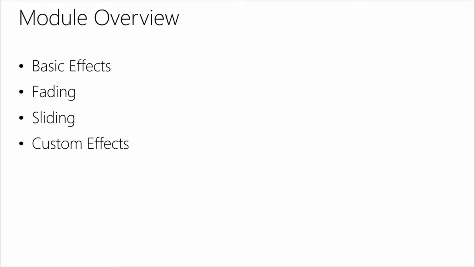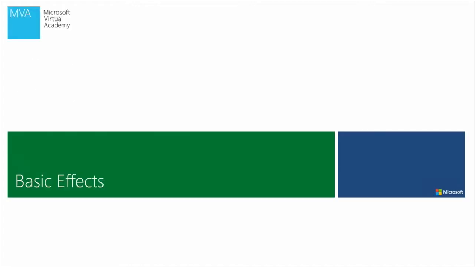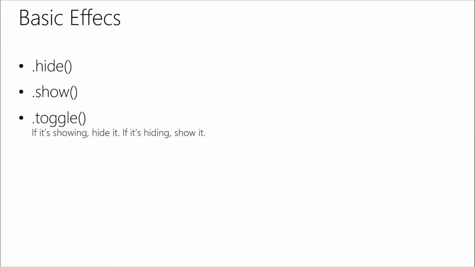So we're going to talk about basic effects, and then we're going to talk specifically about fading, sliding, and then doing custom animations. The basic effects are hiding, showing, and then, I love this one, toggling. Let's do away with the logic of if it's hidden, show it, if it's showing, hide it. Let's just abstract that and say, just toggle it for me. That's nice. It's the most boring thing ever to write that code.